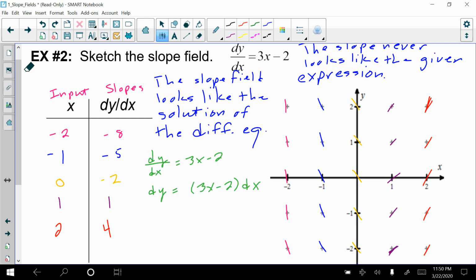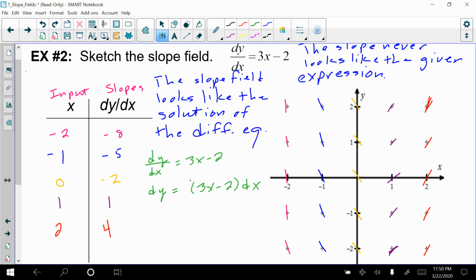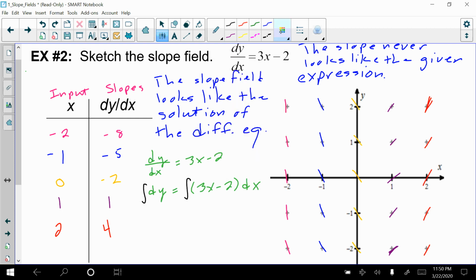So for our differential equations, when we try to solve them, after we separate the variables, we need to integrate both sides. And that's what we're going to do next. So on the left side, when I integrate dy, the antiderivative of dy is just y. And on the right side, I'm going to get 3 over 2 x squared minus 2x plus a constant.